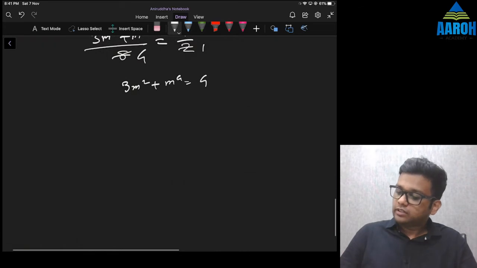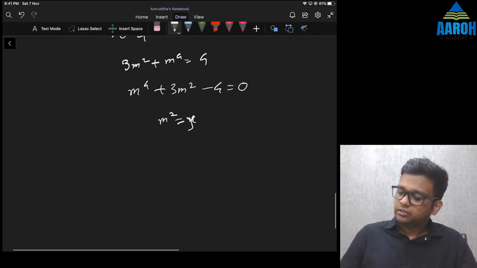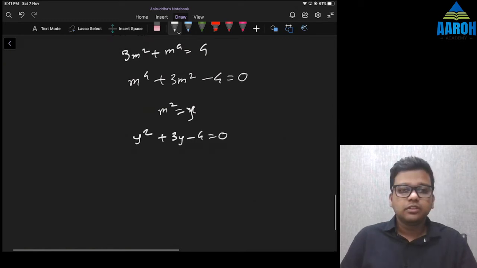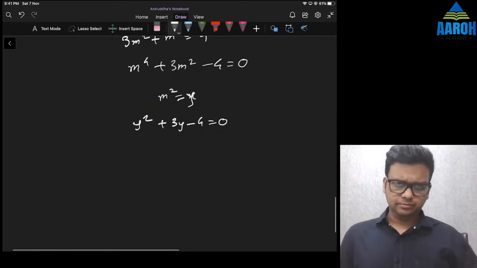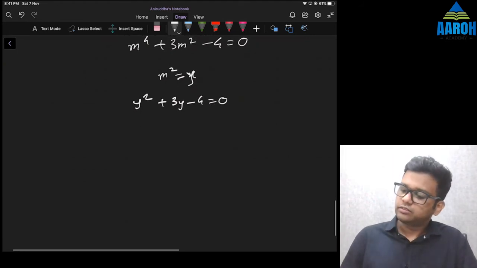Okay. That means m raised to 4 plus 3m square minus 4 is equal to 0. Let's put m square as x, or let's say y. So it will be y square plus 3y minus 4 is equal to 0. We can solve that. What will be the answer?